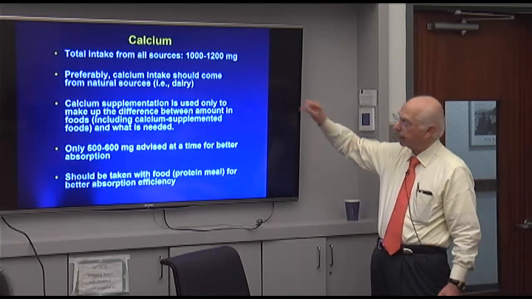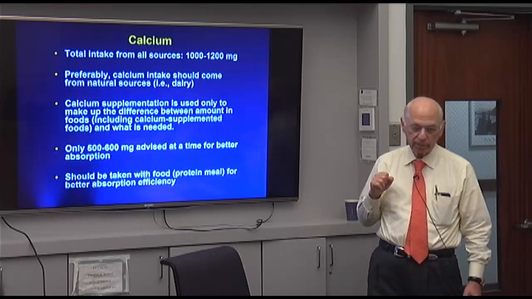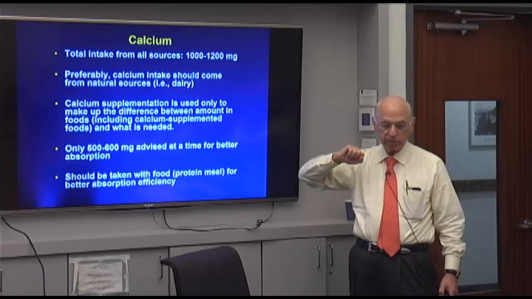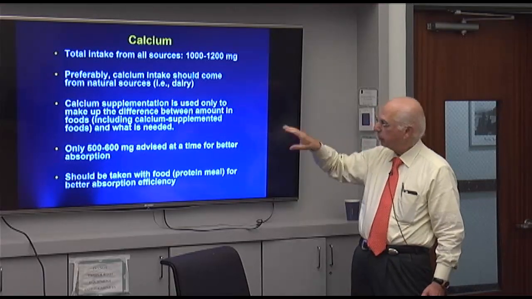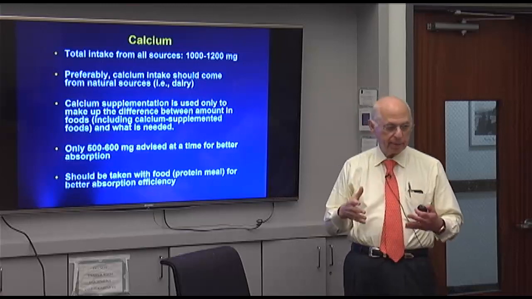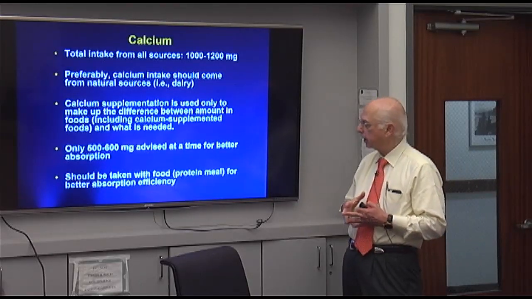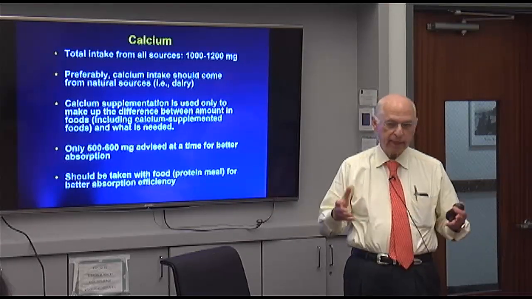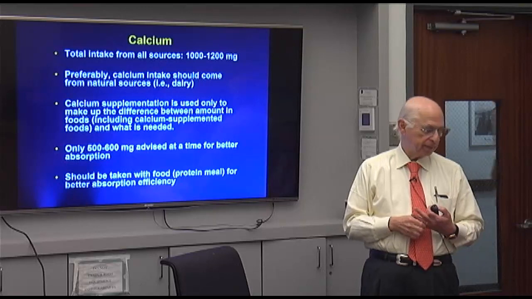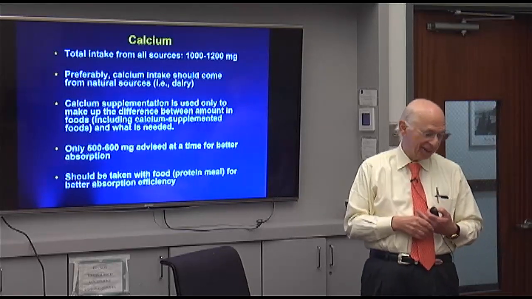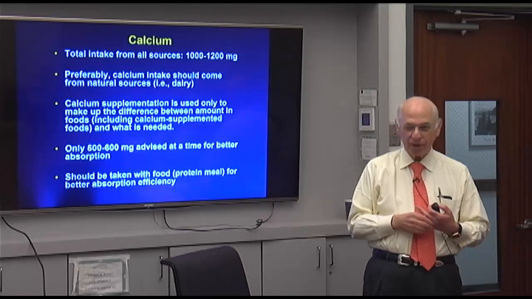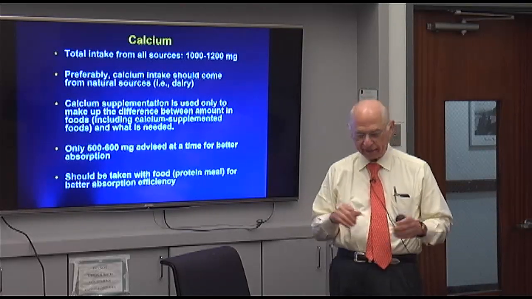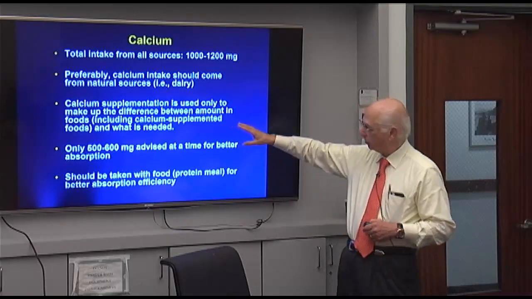So calcium intake from all sources, 1,000 to 1,200 milligrams. That's what we recommend. From natural sources, we recommend. We use calcium supplements to supplement. But if patients can take calcium through foods, of course, we don't recommend it. I've never taken a calcium supplement. Never. Because I actually eat too much dairy. I love dairy. So I'm always eating yogurt and cheese. I've got at least 4 servings of dairy a day, so I get plenty of calcium through my regular food.